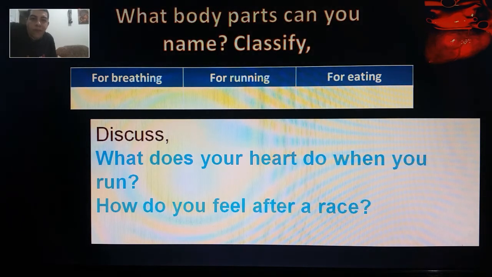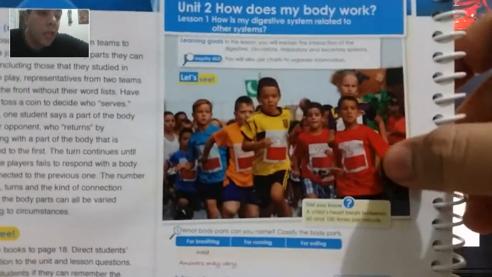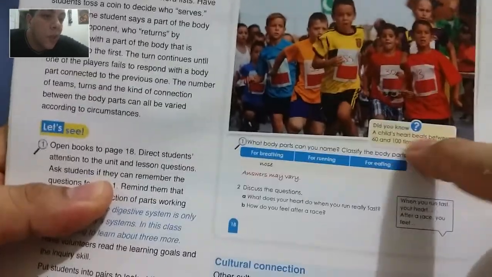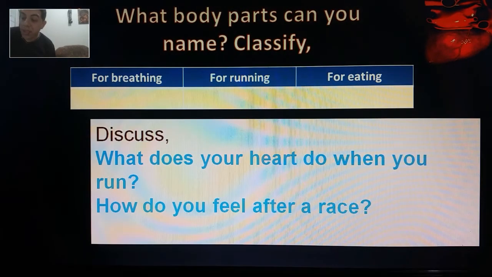Okay, so, we'll work on this part. We're going to see this picture. We see some kids running, right? Okay, let me have them in front. We have some kids running, and we're going to read this part and then complete this chart and then answer these questions. So let's start with this information here that says, did you know, sabías?